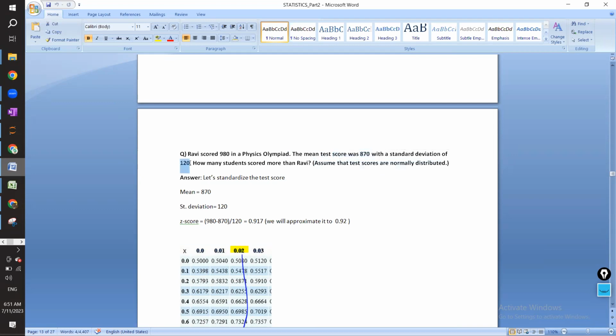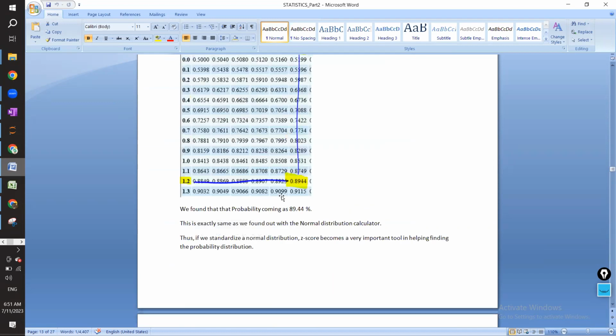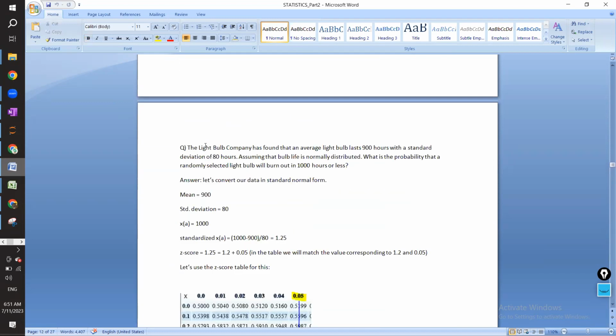What are all the other values of the normal distribution? We don't know. Even in this scenario, a light bulb is lasting for 900 hours, with mean 900 and standard deviation 80. And they say assume the bulb is normally distributed. But if it is normally distributed, what are all the other values of the normal distribution?